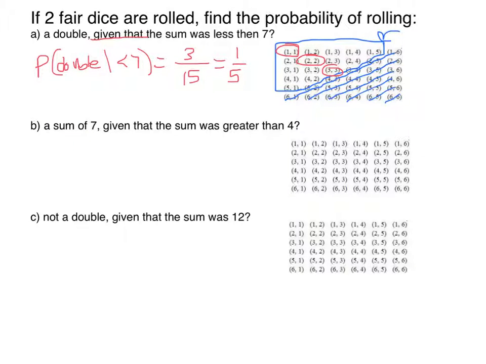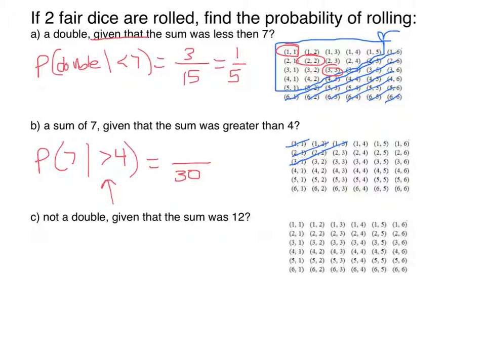Let's look at the next example. What is the probability of getting a sum of 7 given that the sum was greater than 4? So again, we're assuming the sum is greater than 4, which means that we can eliminate all of the possibilities where the sum is 4 or less. And we are actually reducing our sample space. We started with 36, but in this example, we reduce it by 6, meaning in this problem, we just have a sample space of 30.